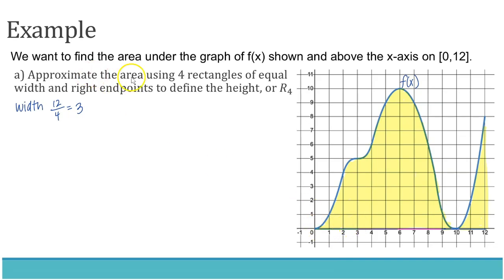And then I'm told to define the height using right endpoints. So over the first interval, the right-hand side corresponds to the x value 3.